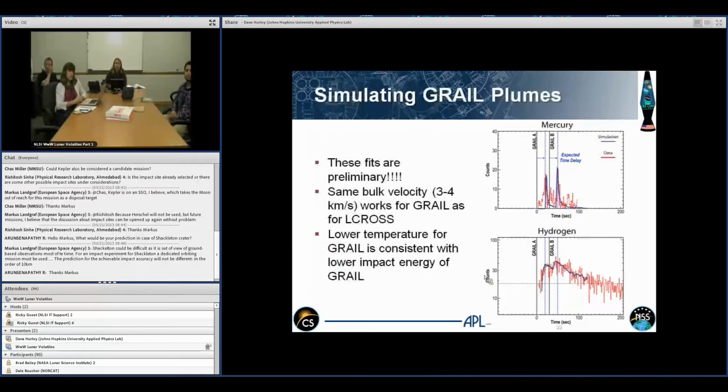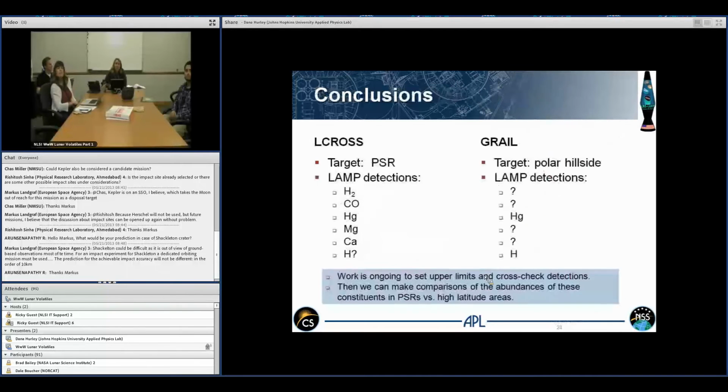as we showed in the model before. Our very, very preliminary fits to the data show that if we use the same sort of bulk velocity, so we're between 3 and 4 kilometers a second, the timing of those peaks works well for the GRAIL observations, just like they did for LCROSS. And using the hydrogen signal, we can get an idea of the temperature, and it's looking like it's going to be something lower, around 200 Kelvin, which is consistent with the lower energy of the GRAIL impact.